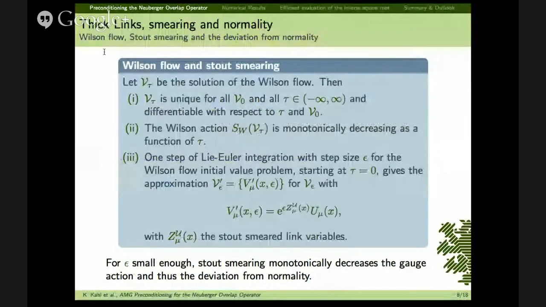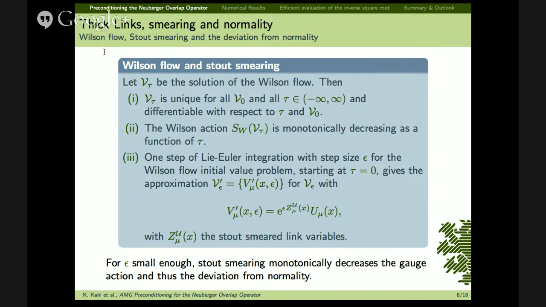Now what you figure out is the following. For the Wilson flow, Lüscher has shown in a paper, as far as I know, that the solution is unique and differentiable with respect to this time and the initial values. The Wilson gauge action is monotonically decreasing as a function of tau. And one step of Lie-Euler integration of this with a step length of epsilon gives you exactly stout smearing. So stout smearing is just an infinitesimal Wilson flow. This just means that if your epsilon is small enough, stout smearing reduces the gauge action and thus improves the normality.